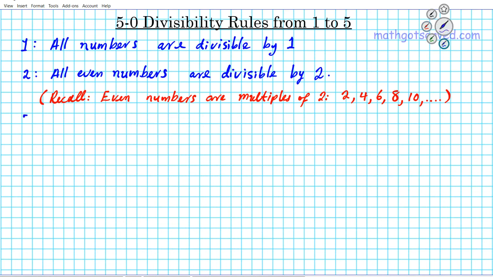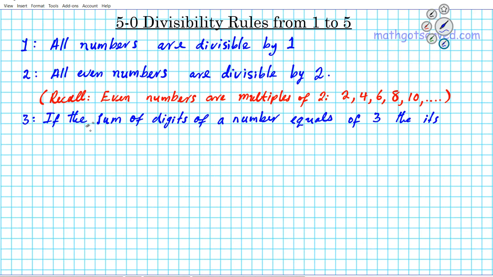Number 3. How do you know that a number is divisible by 3? Well, all you have to do is add the digits in that number. So if the sum of digits of a number equals a multiple of 3, then that number is divisible by 3. Okay? Then it's divisible by 3.